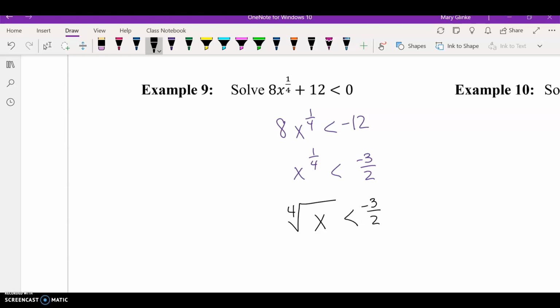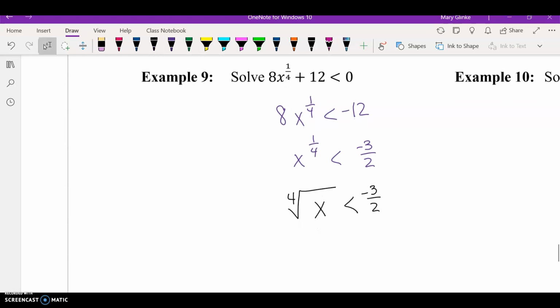If we're looking at the 4th root of x, we cannot have a negative inside the 4th root because we will not get anything back out. There's no real solution. It's not like a cubed root where you'll get a negative number back out. For this one, if you take the 4th root of x, you're always going to get a positive number. So if you're comparing that and saying that x, whatever you get out, has to be less than negative 3/2, that is never going to happen. So this is going to end up being no solution.